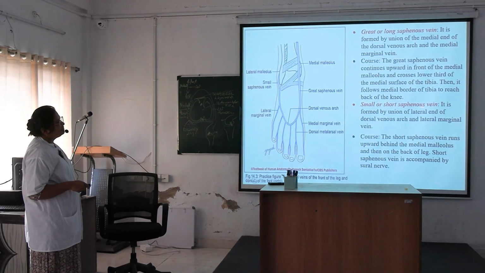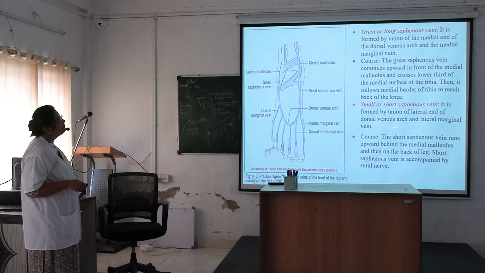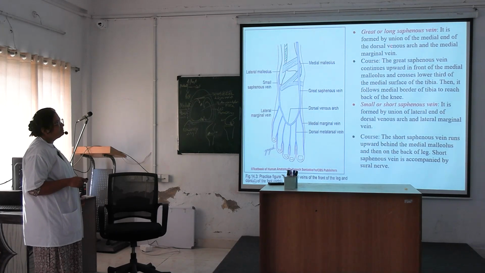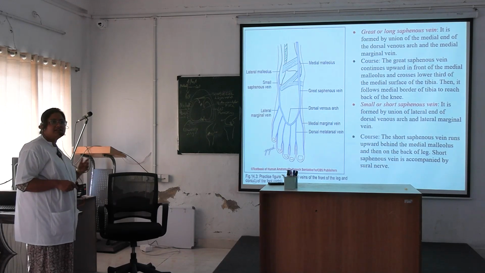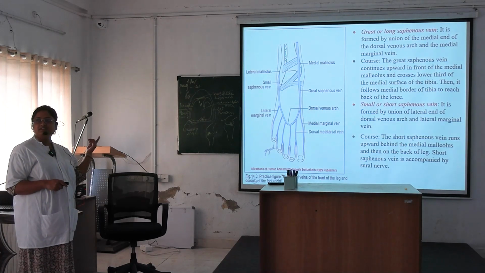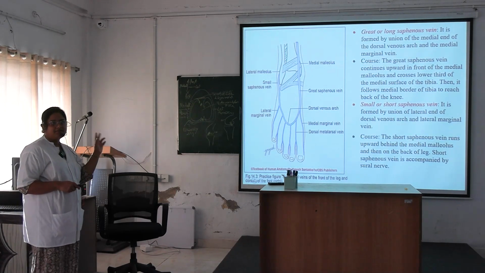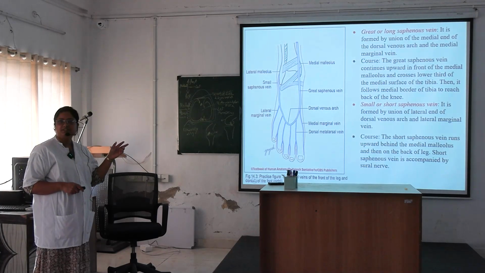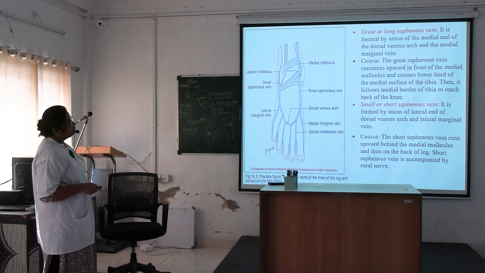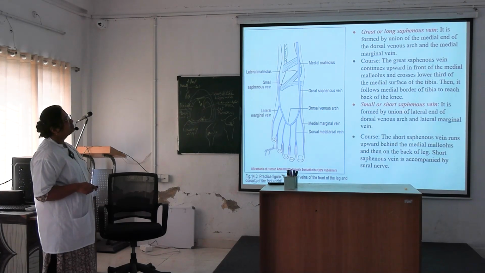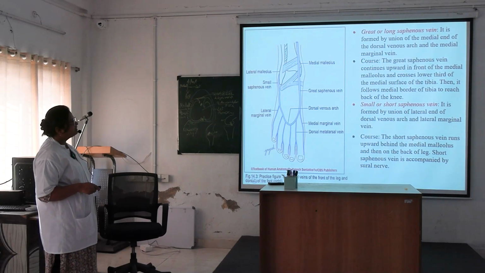This is the course of great saphenous vein in the leg. In the thigh also you have seen the great saphenous vein. It is going to drain into the femoral vein after passing through the saphenous opening. So next we go to small or short saphenous vein.